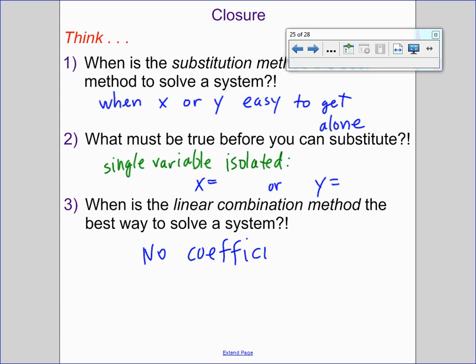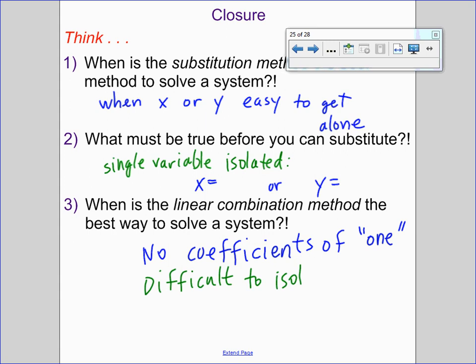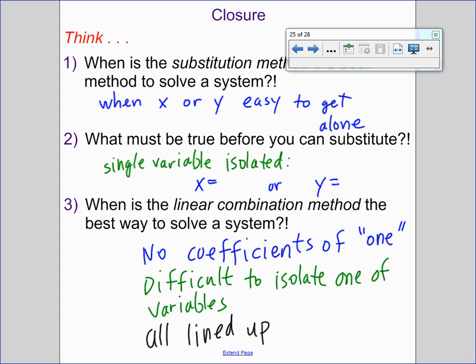No coefficients of 1. Maybe it's difficult to solve for a variable or isolate one of the variables. Or maybe they're all lined up, with exact opposites in the x's or the y's. Even if there's a coefficient of 1, I just add them straight away.